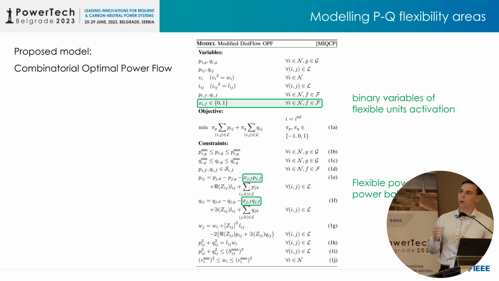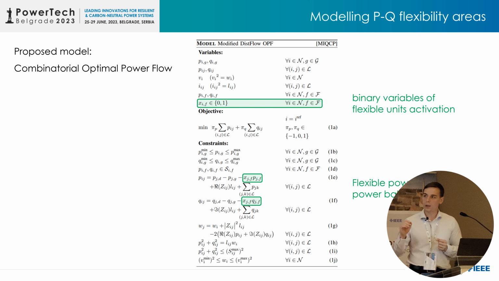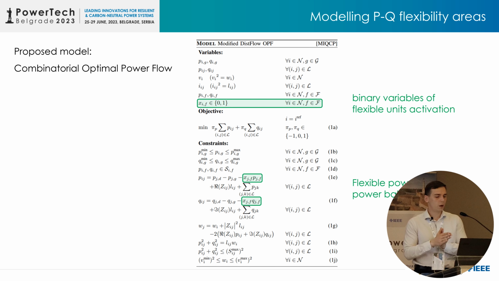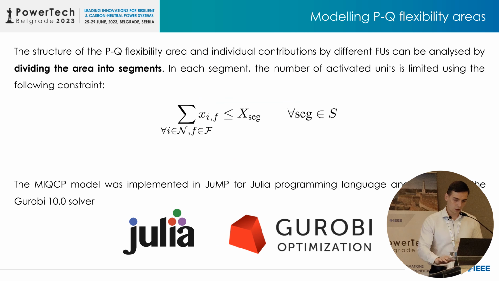We don't have time to discuss all the equations. This is the combinatorial optimal power flow proposed in the manuscript. The important thing is that we introduce some binary variables corresponding to the flexible units activation. These binary variables are also included in the flexible power P and Q power balance constraints. So with this modified DistFlow optimal power flow, we can track what units are activated to produce certain flexibility requests. Why do we need it? Because we can analyze certain sub-areas, certain segments of the PQ flexibility area by limiting the number of units activated. This is a very simple constraint.